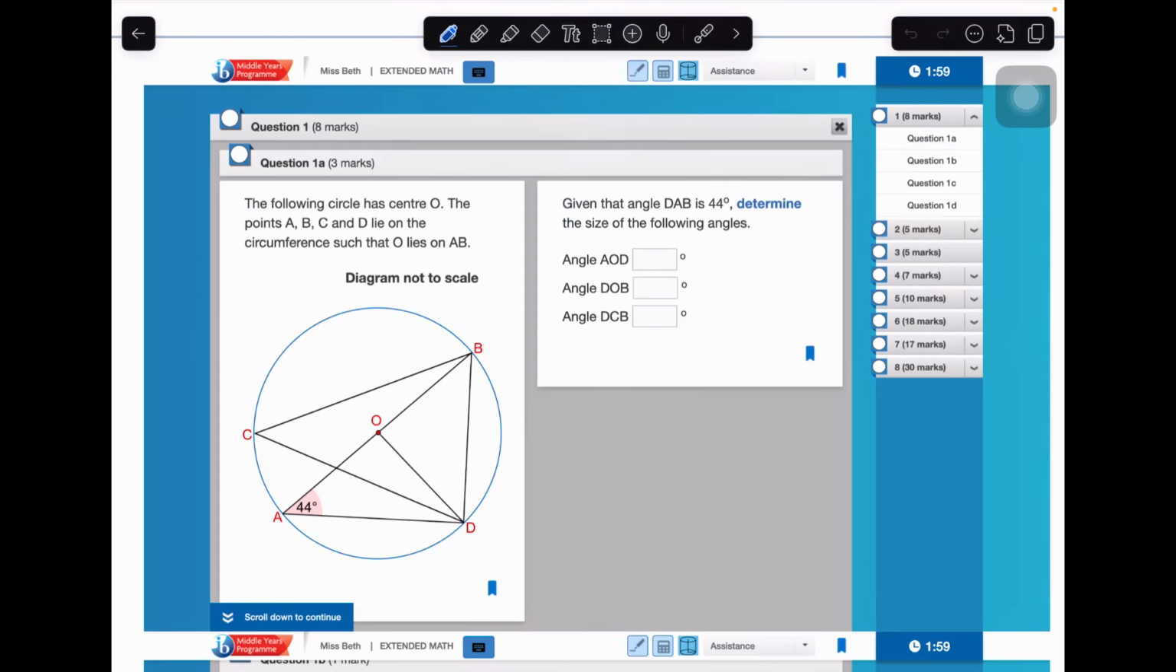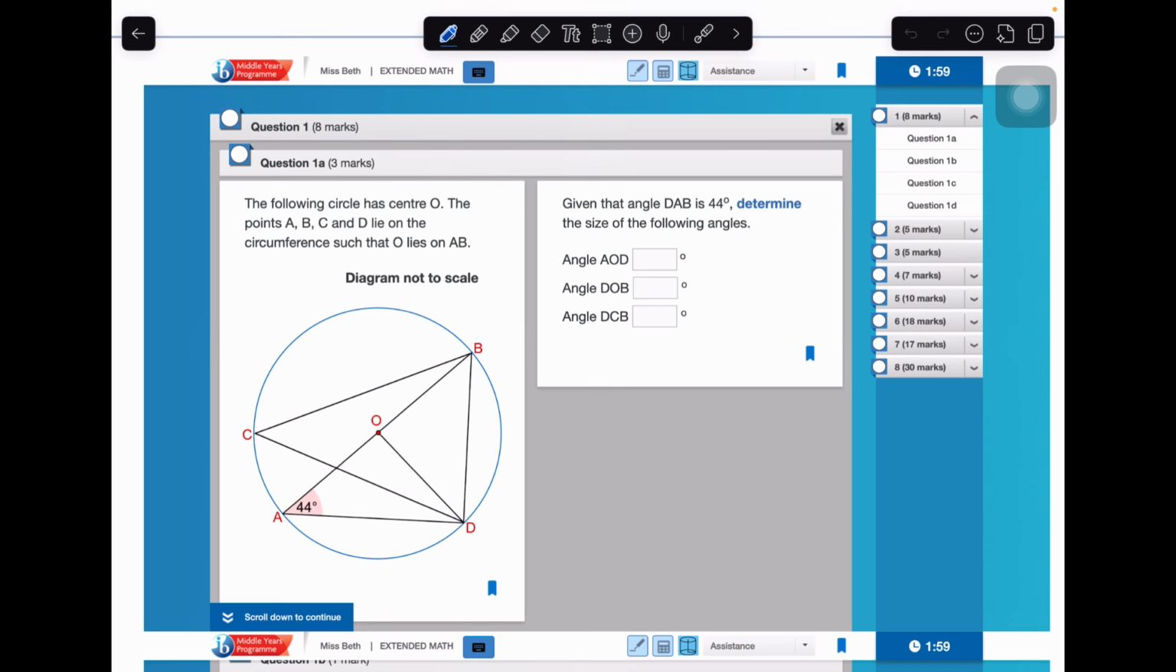Okay, hi everybody. This is the May 2024 Extended Math MYP paper. Here we have question 1, so let's go.